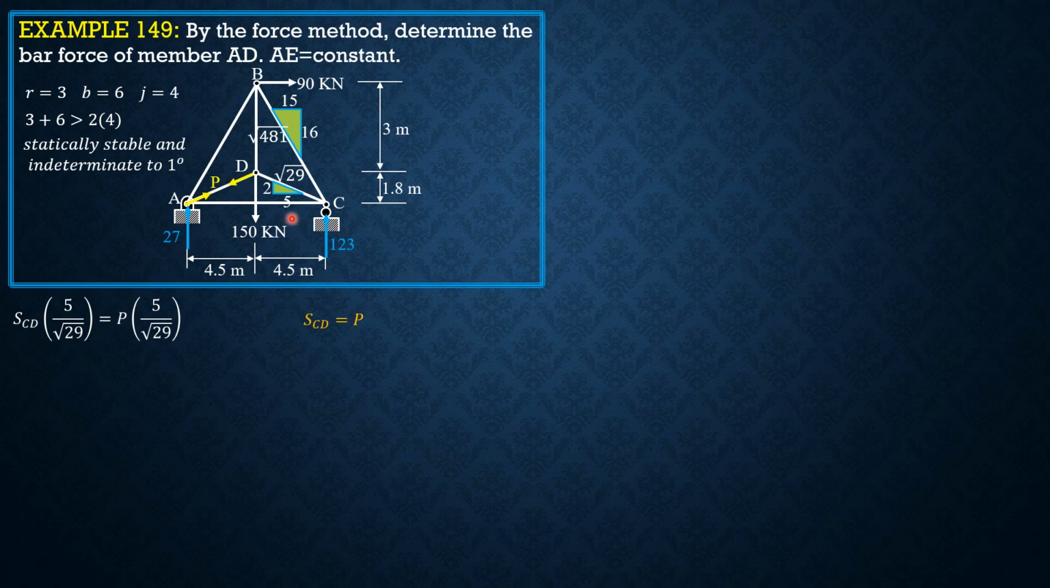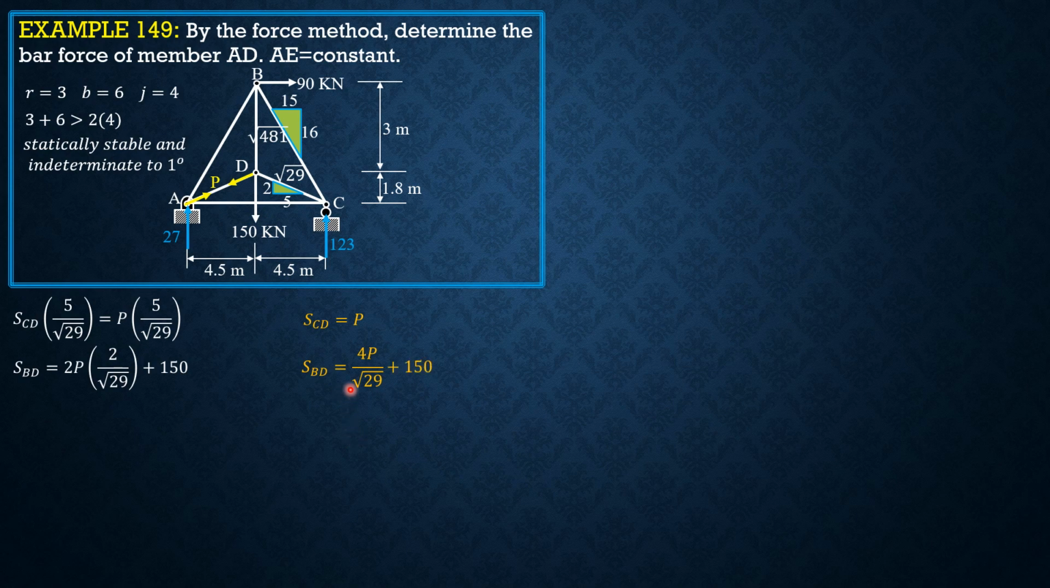Then summation of forces Y equals 0. SBD upward equals 2 times the vertical component of P, because the SCD is equal to P. So SBD is equal to 2 times P times 2 over square root of 29, then plus 150. So SBD therefore is 4P over square root of 29 plus 150.